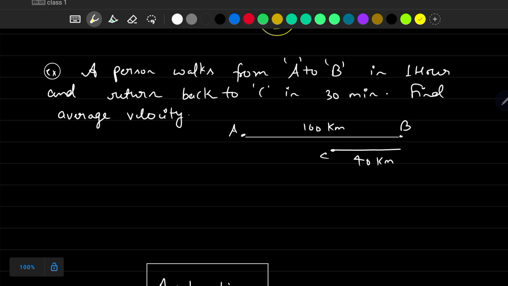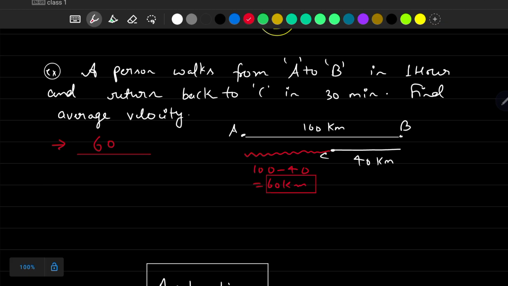So when a person goes from A to B, it's 100 kilometer, and he turns back and moves 40 kilometer backward. So we know that this time his displacement will be this much distance. If the total length is 100, and this much is 40, it will be 100 minus 40, which is 60 kilometer. It means his displacement is nothing but 60 kilometer. So the displacement part is done. We have to do displacement over time. So displacement is 60.